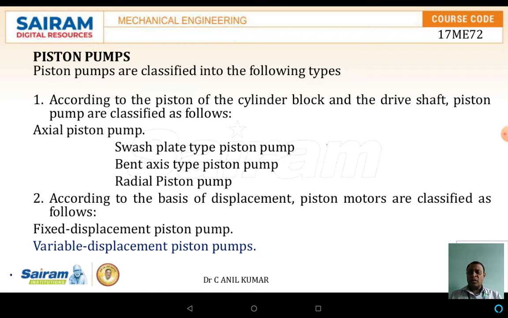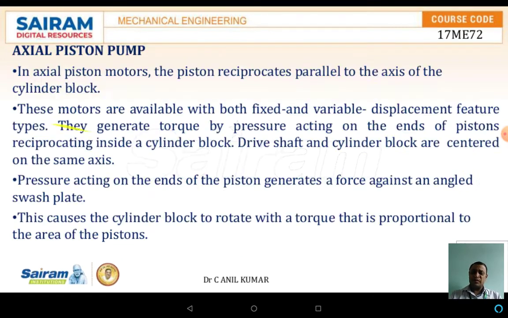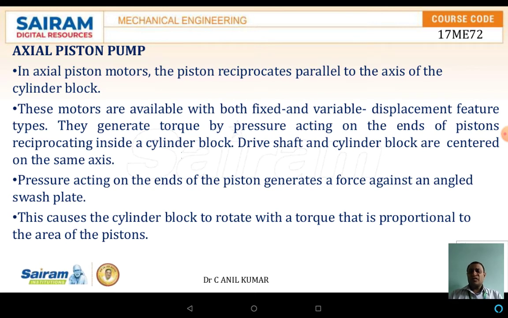According to the piston and the cylindrical block, the driving shaft, the piston pumps are classified as swash plate type piston pumps, bent axis type piston pumps, and radial type piston pumps. On the basis of displacement, the piston motors are classified as fixed displacement piston motors as well as variable displacement piston motors. The first one we are discussing is the axial piston pumps.